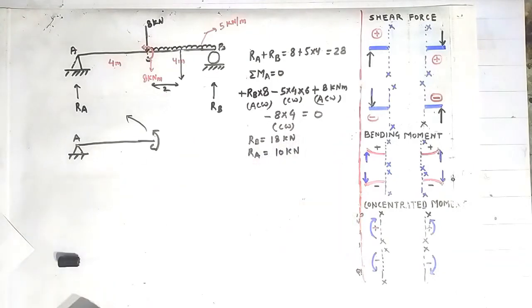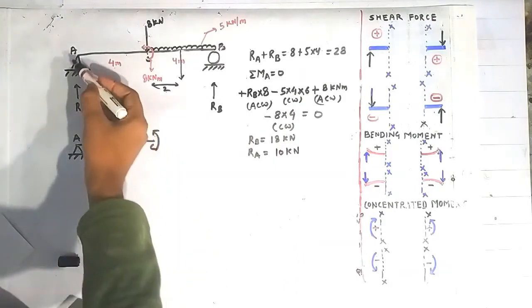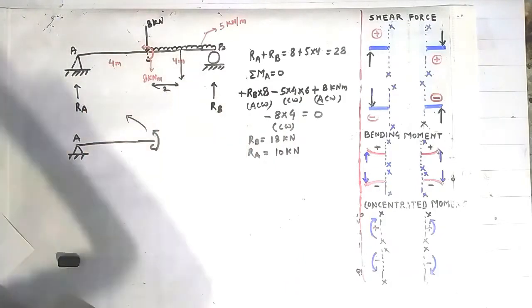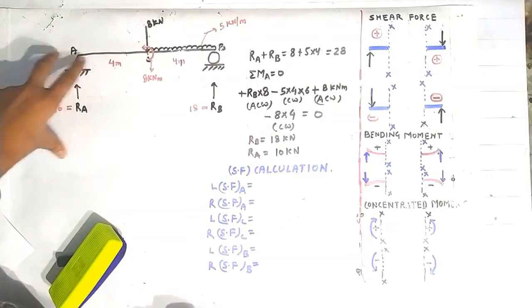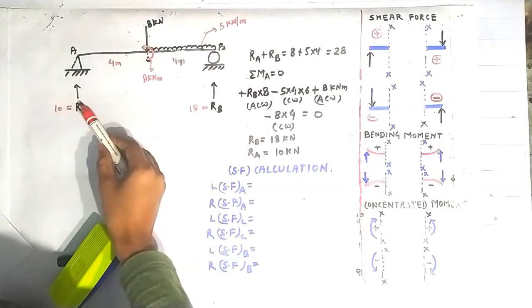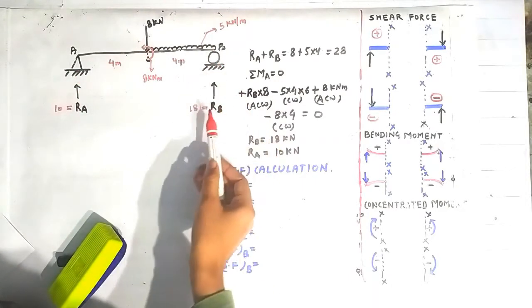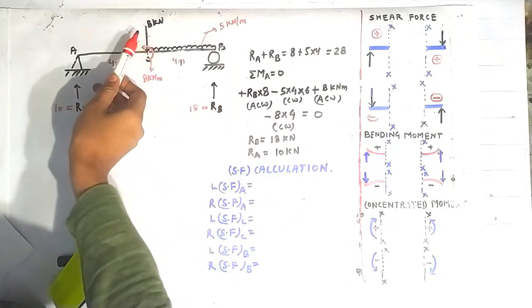Now friends, we will solve this problem by finding out the bending shear force at the points A, C and B. We will find the shear force at the points A, C and B, because at the point A there is a reaction RA acting, and at the point B there is a reaction RB acting. At the point C there is a point load of 8 kN acting.